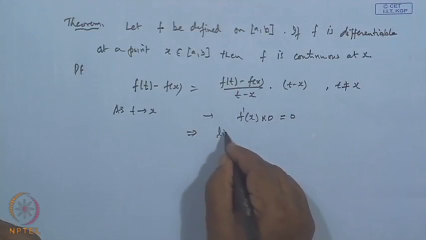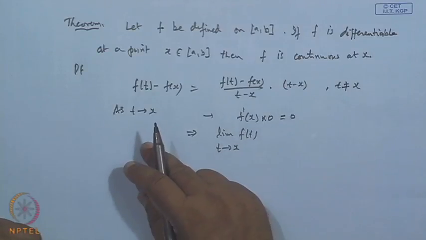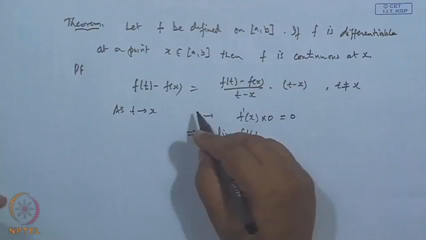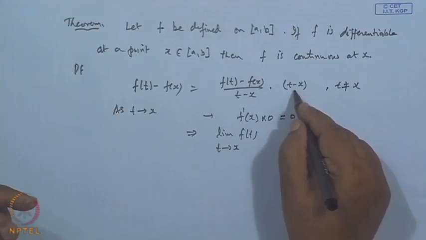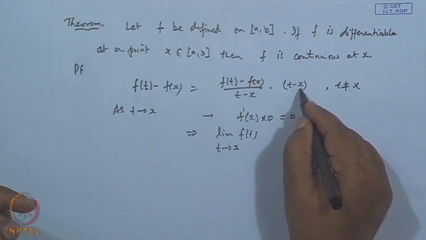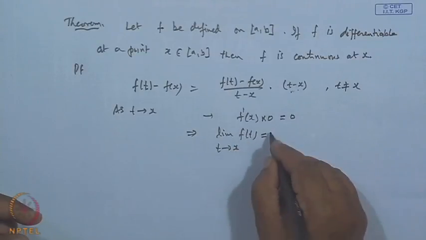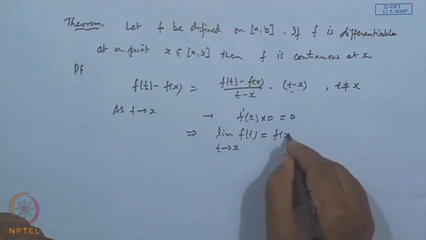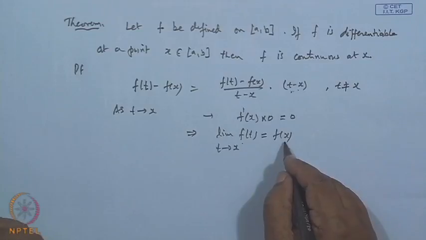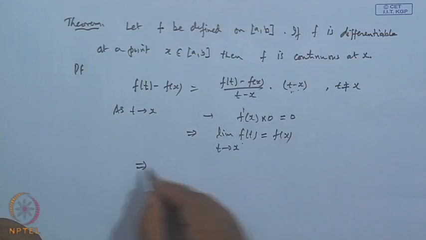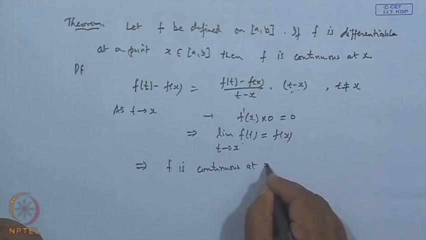Therefore, the limit of f of t when t tends to x, either from the left hand side or from the right hand side, if this limit exists, both will be equal. It will always give the derivative, and this will go to 0 whether we approach x from the left or right. So, when t tends to x, f of t will be equal to f of x. That is, the limit exists and is equal to the value of the function at the point. This implies the function f is continuous at the point x.